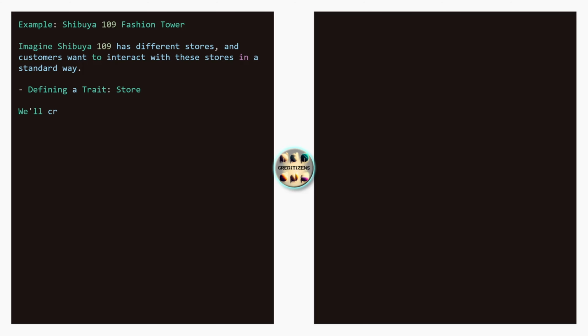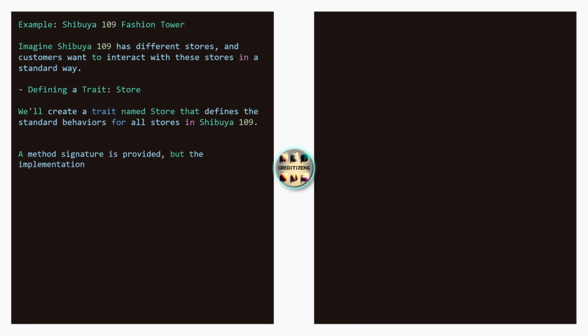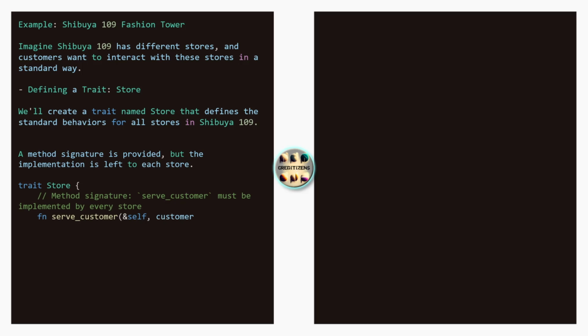Going through this example of a big tower in Shibuya, 109 Fashion Tower, we're going to be writing some code around it just to explain it. So you imagine Shibuya 109 has different stores, and customers want to interact with these stores in a standard way. So first point, defining a trait Store. We'll create a trait named Store that defines the standard behavior for all stores in Shibuya 109. A method signature is provided, but the implementation is left to each store.